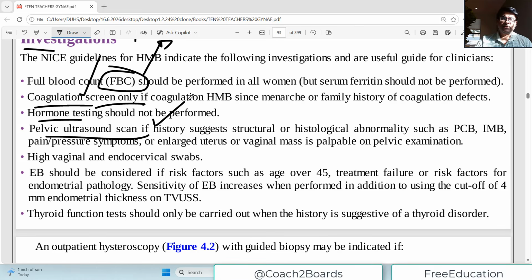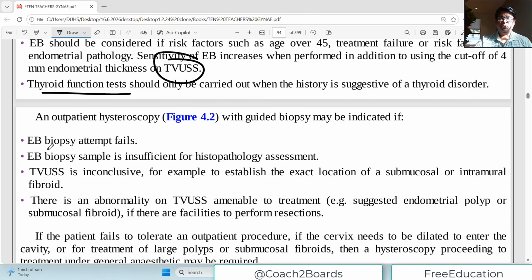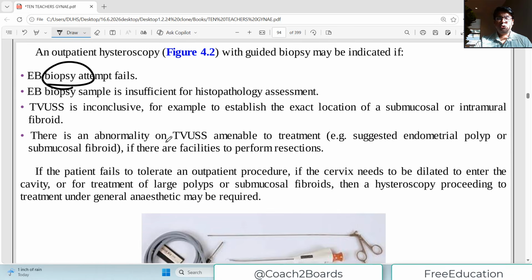Pelvic ultrasound is a must because you are suspecting fibroids, which is a very common cause of heavy menstrual bleeding. Then high vaginal and cervical swabs. You should be doing ultrasounds as well. Thyroid function, in particular. Biopsy sometimes is also required. If you see an abnormality on transvaginal ultrasound which is amenable to treatment, and if there are facilities, perform the resection.